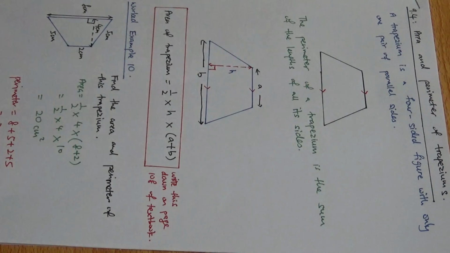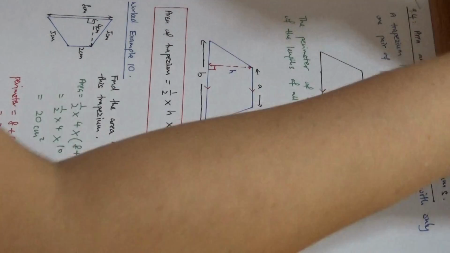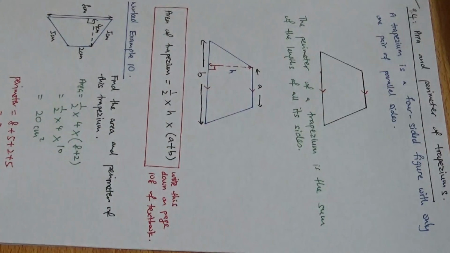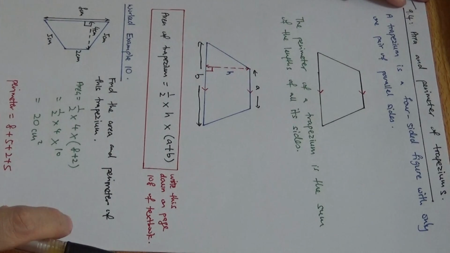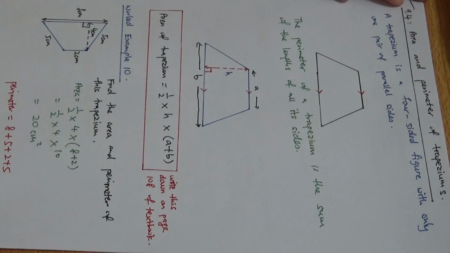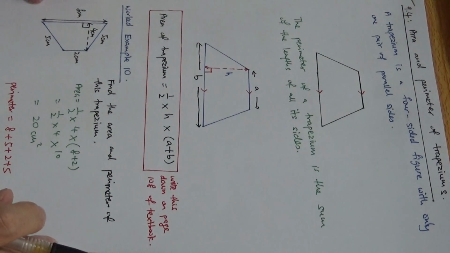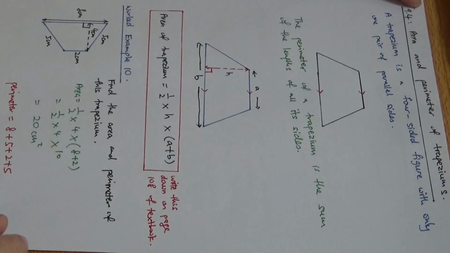Today's lesson will be on the area and perimeter of a trapezium. Can you please turn to page 107 of your textbook? Okay, I'm going to go through what is the area and perimeter of a trapezium. Now, before we can do that, we will define what a trapezium is first.